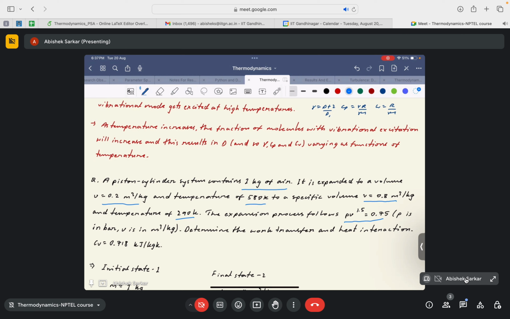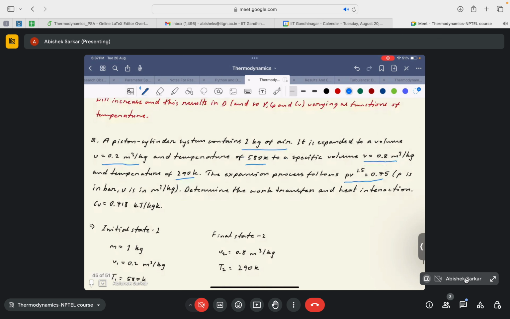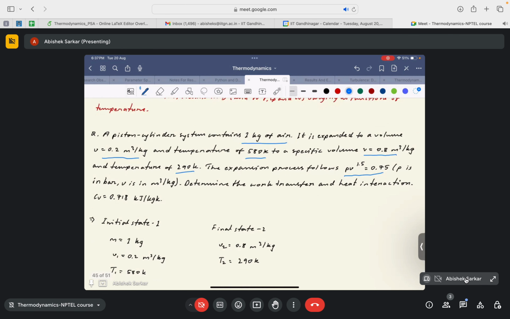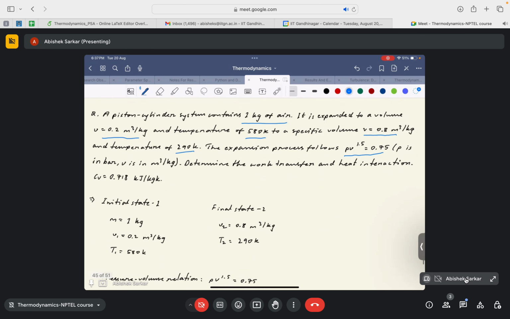Here it is given that PV to the power 1.5 is equal to 0.75 for this particular problem. Since PV to the power 1.5 is equal to 0.75, it is ideally a constant. So from this relationship we can find both P1 and P2, since we already know V1 and V2, where P is in bar and V is in meter cube per kg. The pressure that we get from this relationship would be in terms of bar. And we need to determine the net work transfer and heat interaction for this particular problem.